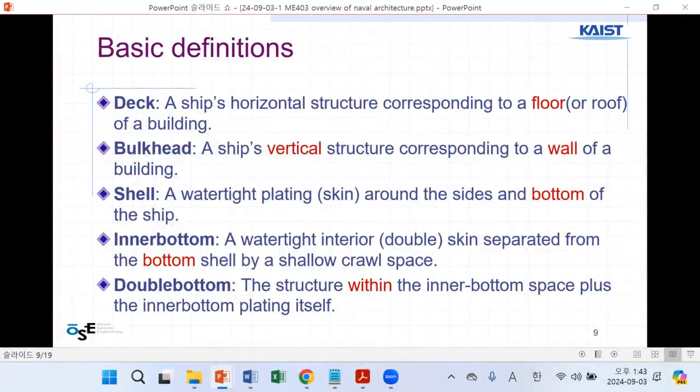A room is divided by a vertical wall. The shell is an outer skin, the outer surface, the skin. Inner bottom, floor. You can see the next slide. I show a picture.